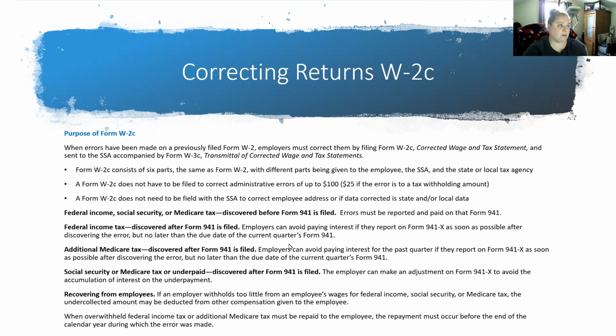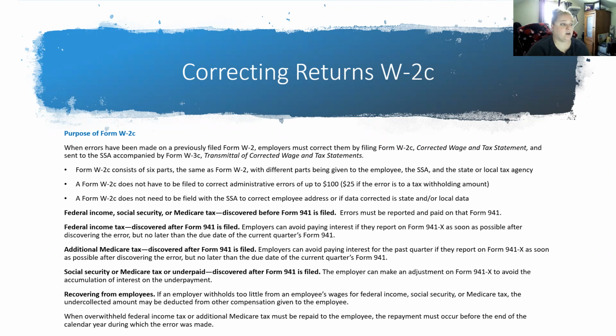So we talked about all of the other annual returns, Forms 941, Form 940, W-2s, W-3s, all of that good stuff. So we're going to talk a little bit about corrections today. So what happens if you make a mistake?